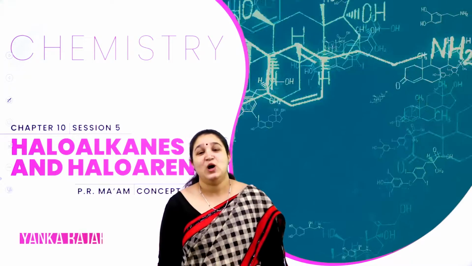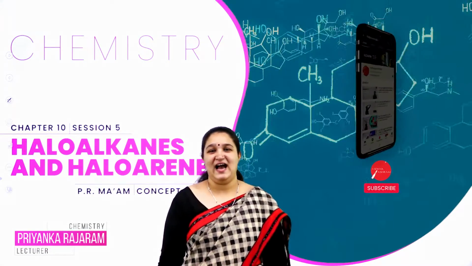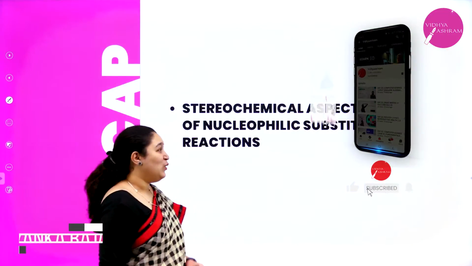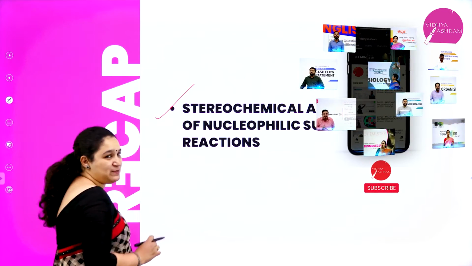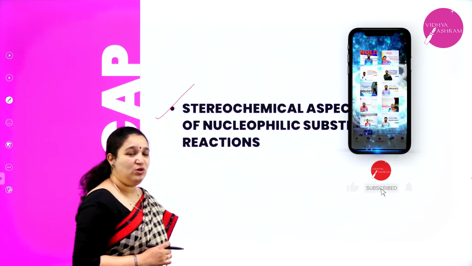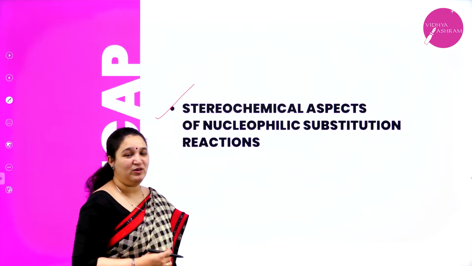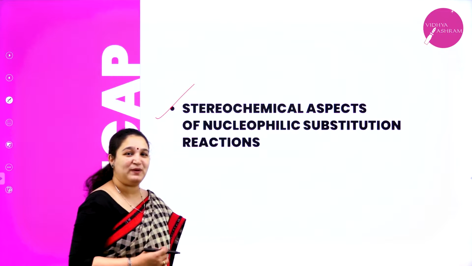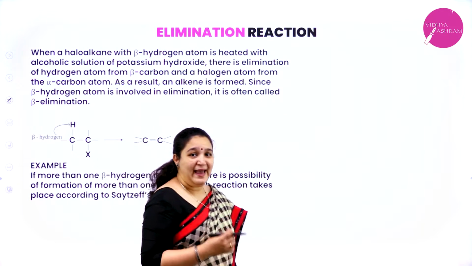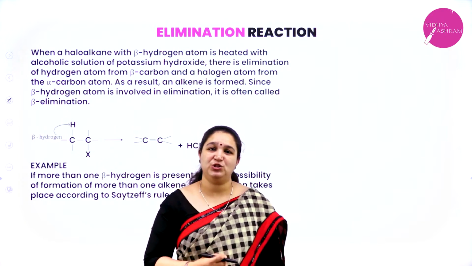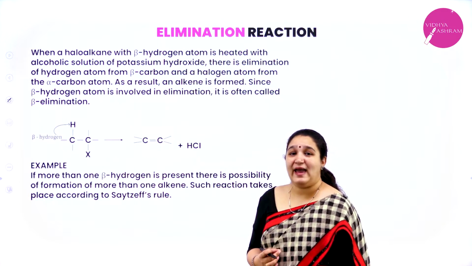Hello my dear students, welcome back to the session 5 on the chapter haloalkanes and haloarenes. Last class we had learnt about stereochemical aspects of nucleophilic substitution reaction. Also we learnt about SN1 mechanism in optically active compound and SN2 mechanism in optically active compound. Today we learn about elimination reaction, reaction with metals, and also preparation of haloarenes.